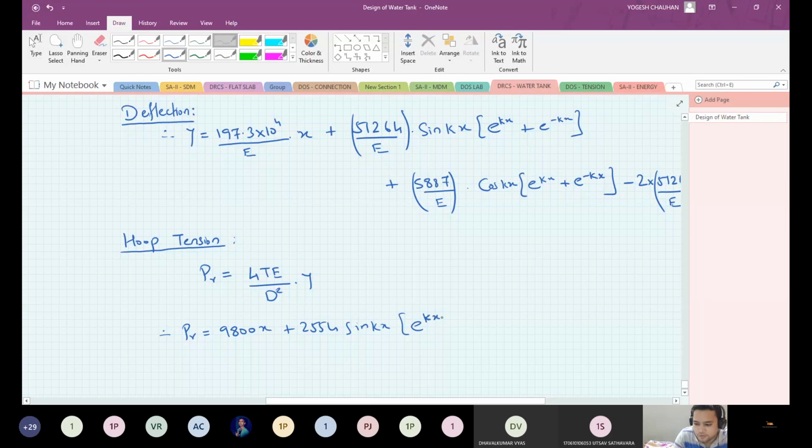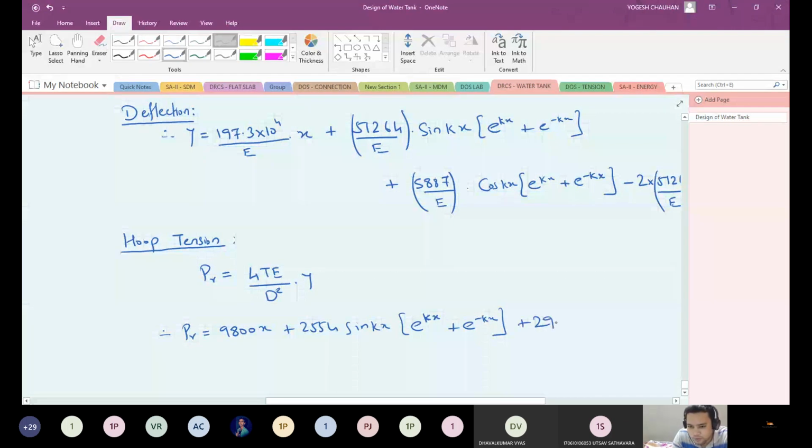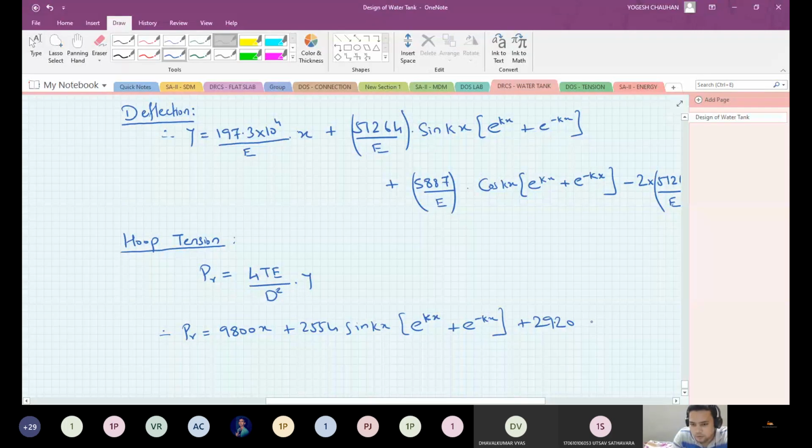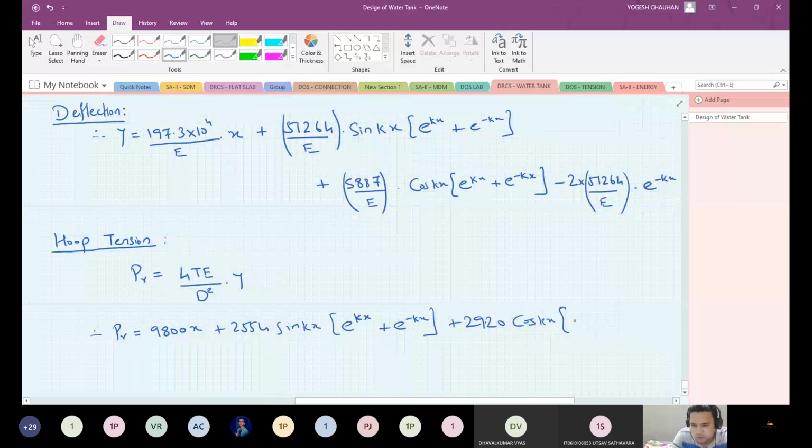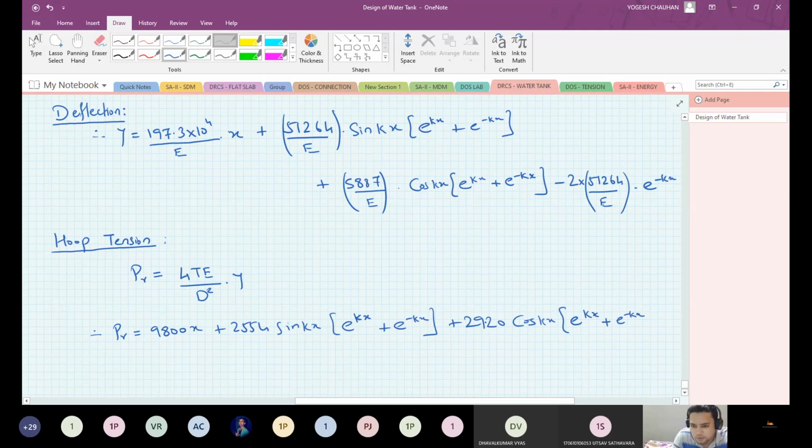e raised to the power kx plus e raised to the power minus kx plus 2920 or 29.20 cos kx into this e raised to the power kx plus e raised to the power minus kx minus 519 into e raised to the power minus kx into cos kx.